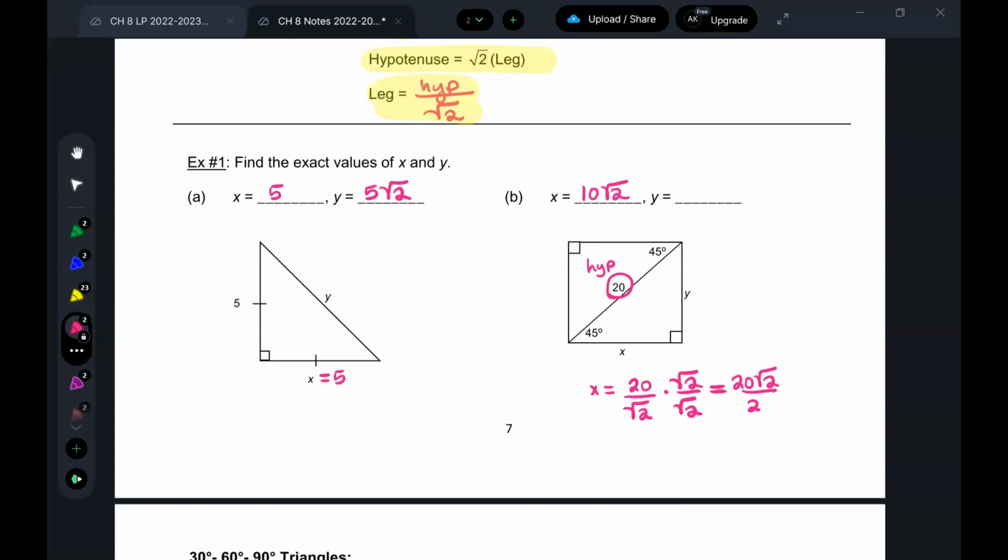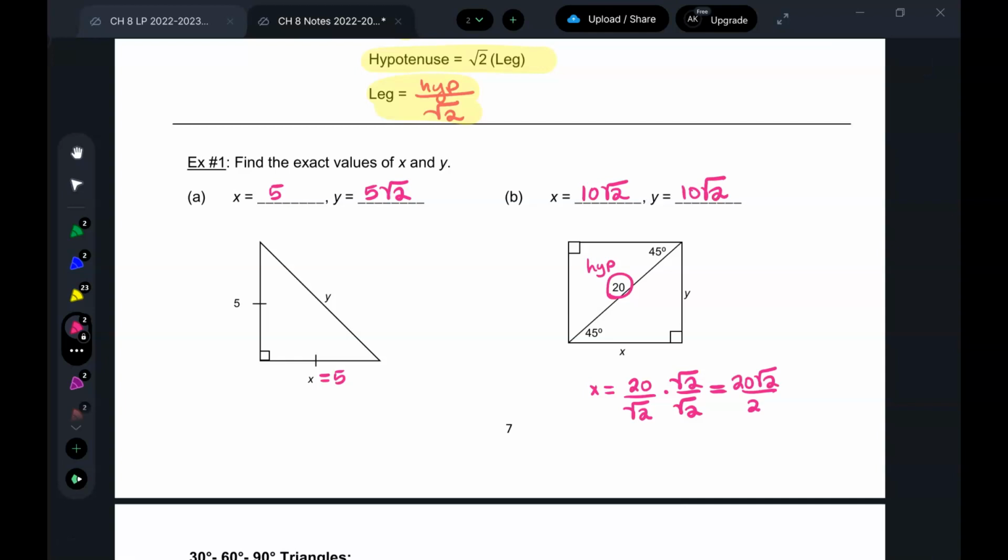Can you divide the 20 by 2? Yeah. Okay, so there is a shortcut. I did it a different way than if you have 20 divided by root 2, we'll always get 10 root 2. If this was 14, it would be 7 root 2. So it's just half. If this was 8, I would get 4 root 2. Okay? And again, y is the same thing, so they're both 10 root 2.